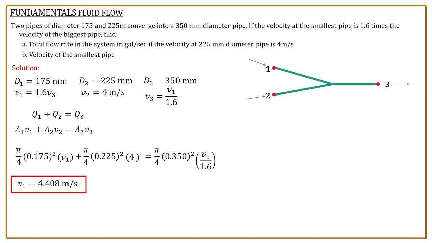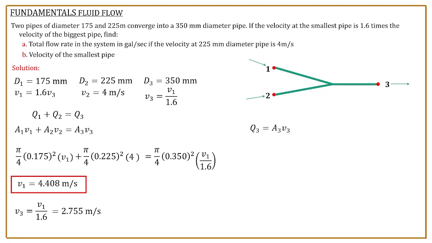Next, so hanapin lang natin yung total flow rate. Ang gusto niya ba yung total flow rate na kunin natin si Q1 plus Q2 or si Q3 na lang? So siguro, ang better ay since yung Q1 plus Q2 ay equal lang dun sa Q3, why not yung ating total flow rate in the system, kunin na lang natin dun sa Q3. So, kunin muna natin si V3. V3 is equal to V1 over 1.6. That is 4.408 divided by 1.6. That is 2.755 meter per second.